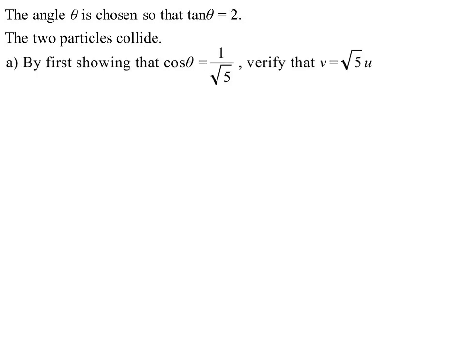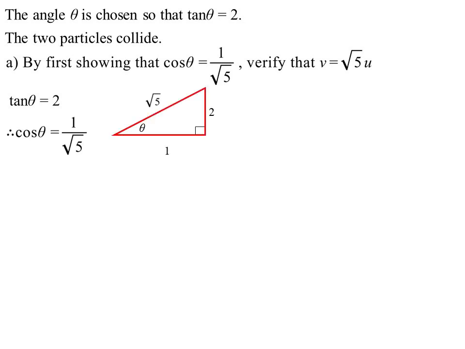By first showing that the cosine of theta is 1 on root 5, verify that V is the square root of 5 times u. Well, tan theta is 2. We've been given that information. Draw ourselves up a little triangle. Pythagoras. Cos theta equals 1 on root 5. There's a nice little mark. Verify that V equals the square root of 5u.